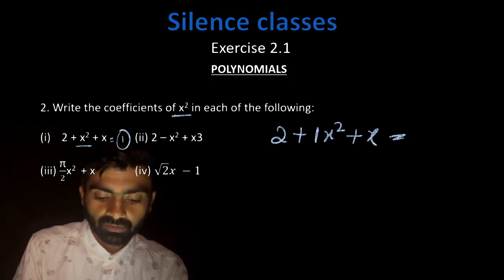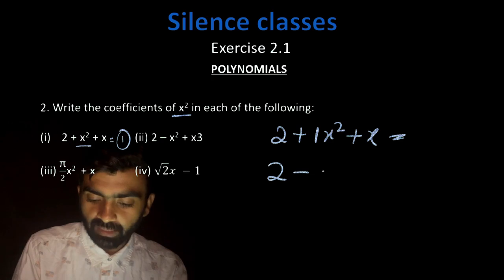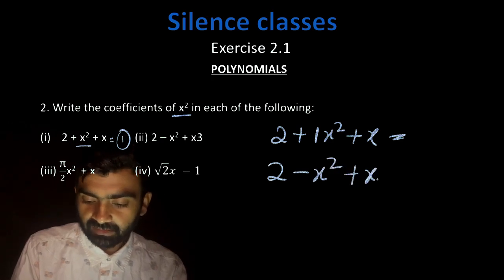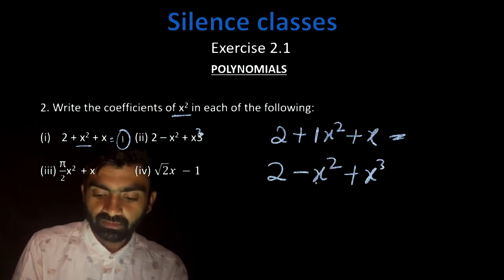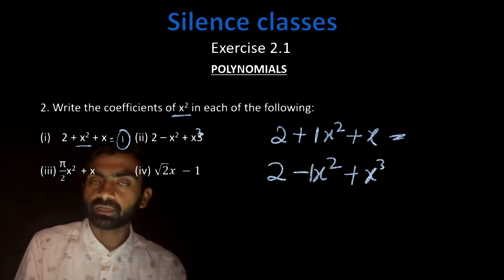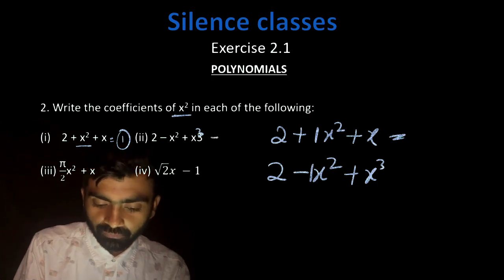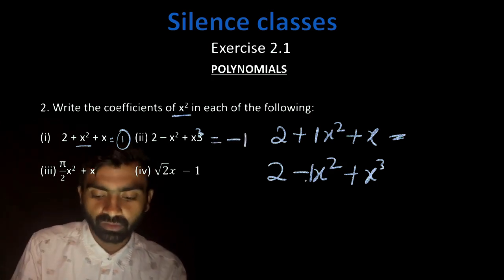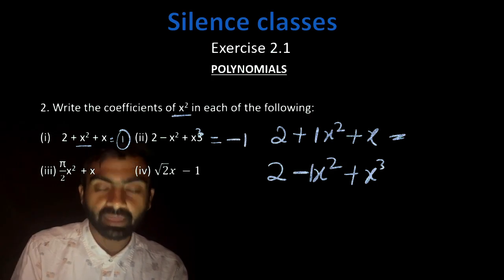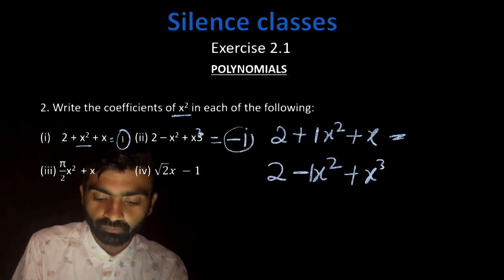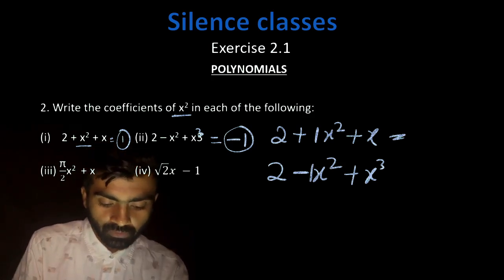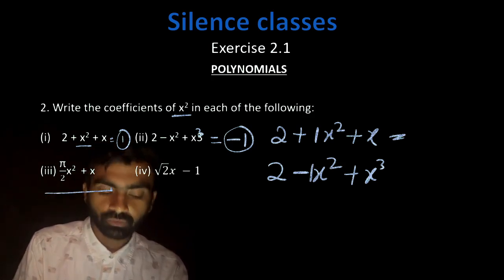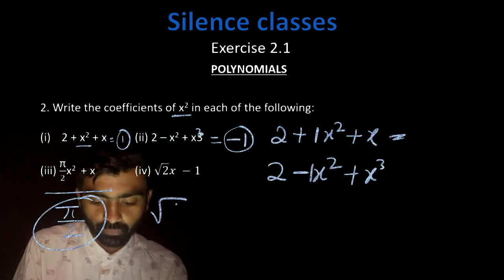Now in the second one, it is written 2 minus x square plus x cube, sorry, x cube. So I can write 1 over here, and we can say the coefficient of x square is minus 1, because with 1 there is a minus sign present, so we write minus 1, not 1. Now in the third one, the coefficient is pi upon 2. And in the fourth one, root 2 is the coefficient.